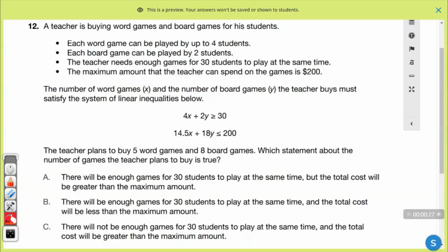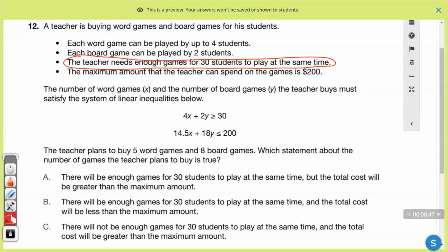So all of that information really is to give you these two equations to help you understand what they're all about. The key to all of this information is not that you have to write the system of equations, but you have to identify which equation is talking about which restriction. All right, our two restrictions here come from the teacher needs enough games for 30 students.